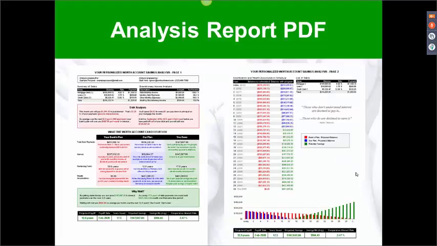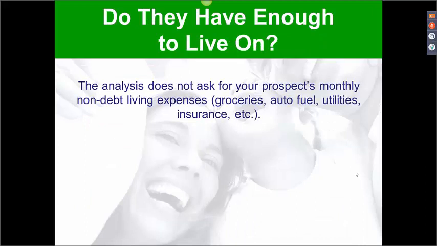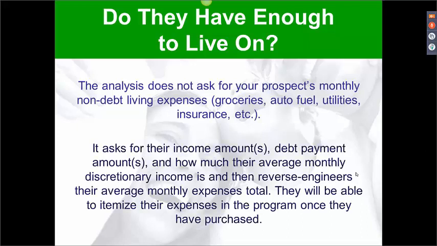Just a couple quick things to say. This is what the PDF looks like. This is what we went over 2 weeks ago, and then this is what we built in the analysis. The analysis does not ask for your prospects' monthly non-debt living expenses, groceries, fuel, all that. It asks for their income, debt payments, and how much their average monthly discretionary income is, and then reverse engineers their average monthly expense totals. They'll be able to itemize their expenses in the program once they have purchased.